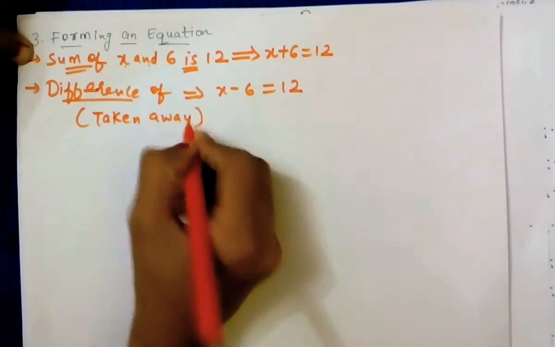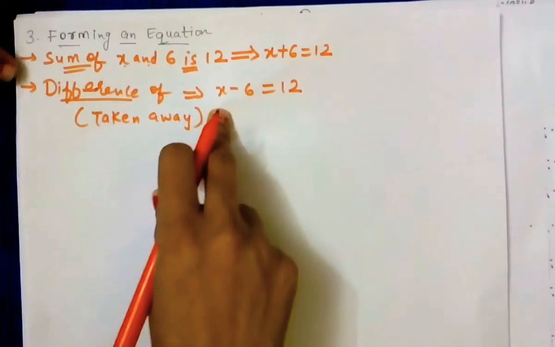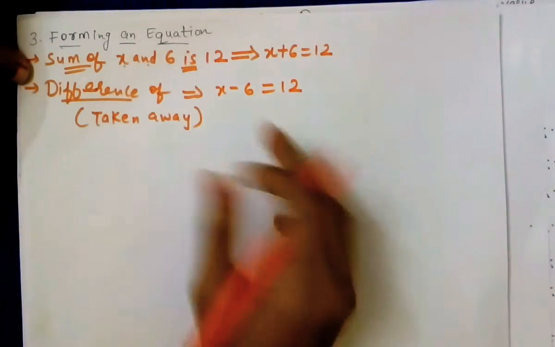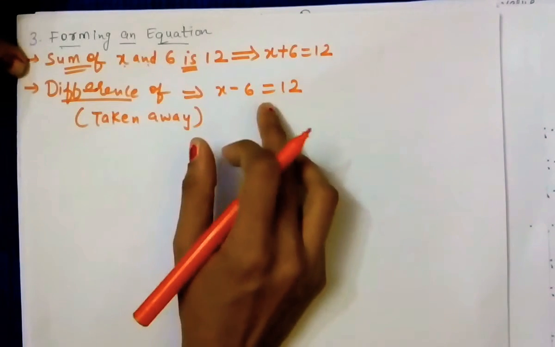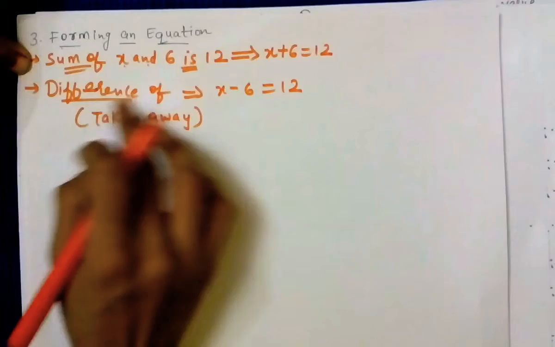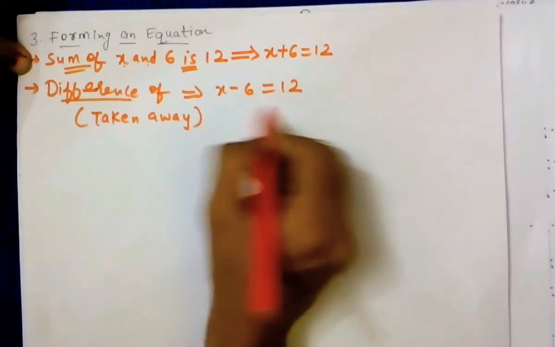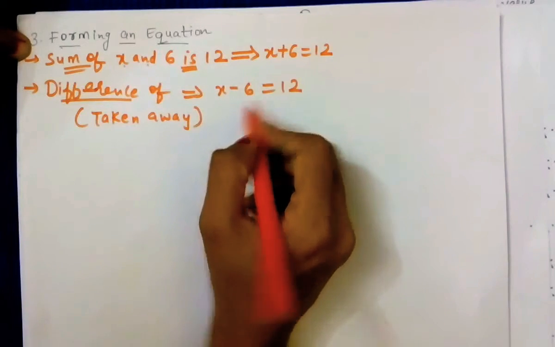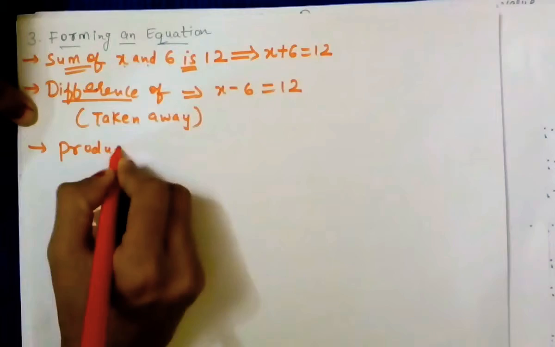So 6 is taken away from x. This way also the statement can be given: 6 is taken away from x, then we get 12. So x minus 6 equal to 12. So when the words difference of are used in a statement, this way you can form the equation.